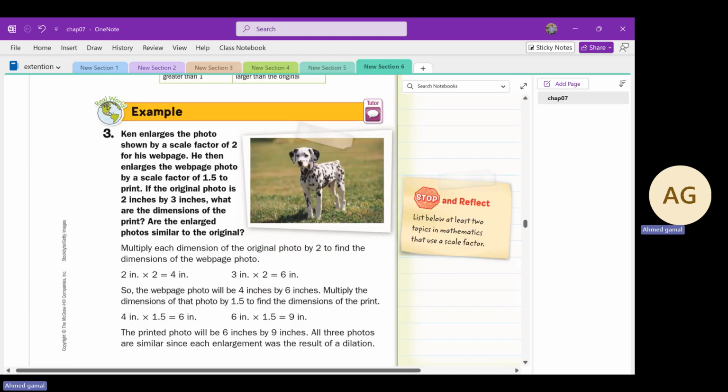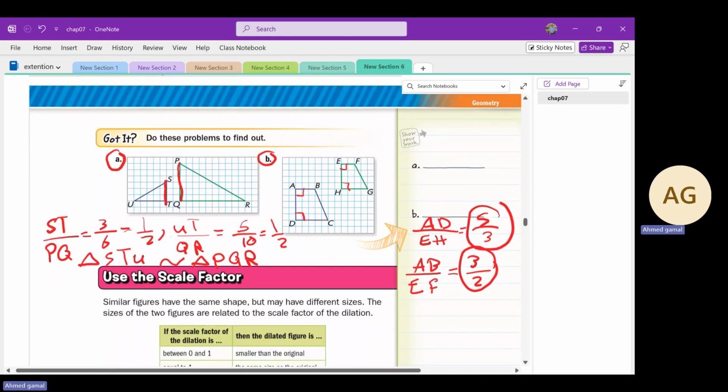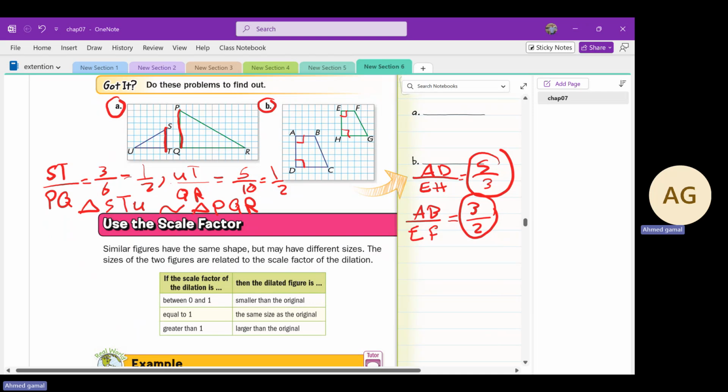Using the scale factor: by the way, the half that we got in question A is called a scale factor. But I can't determine that the scale factor is half unless they mention that STU is the image and PQR is the pre-image, because to find the scale factor, I divide the side from the image by the side of the pre-image.